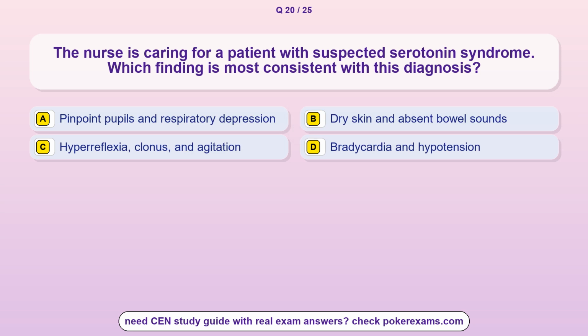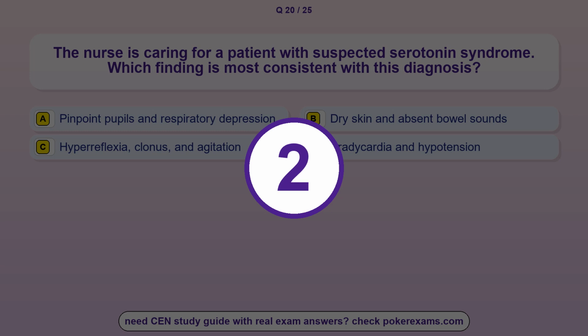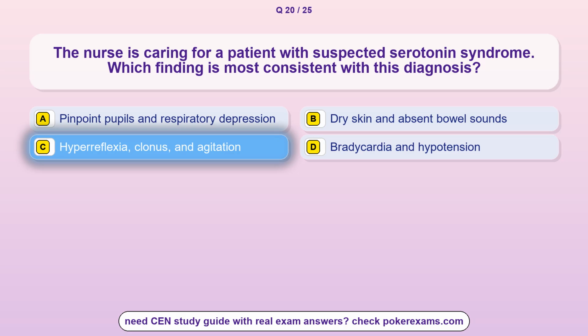Question 20. The nurse is caring for a patient with suspected serotonin syndrome. Which finding is most consistent with this diagnosis? Option A, pinpoint pupils and respiratory depression. Option B, dry skin and absent bowel sounds. Option C, hyperreflexia, clonus, and agitation. Option D, bradycardia and hypotension. The correct answer is option C, hyperreflexia, clonus, and agitation.